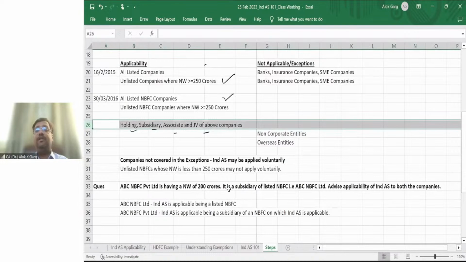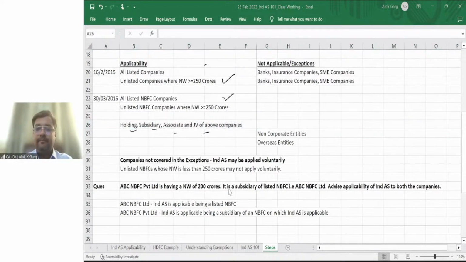Holding, subsidiary, associate or JV of the above companies, means this above NBFC, right? Okay. Is it clear? Yes, banks, insurance, non-corporate overseas also cannot apply voluntarily.